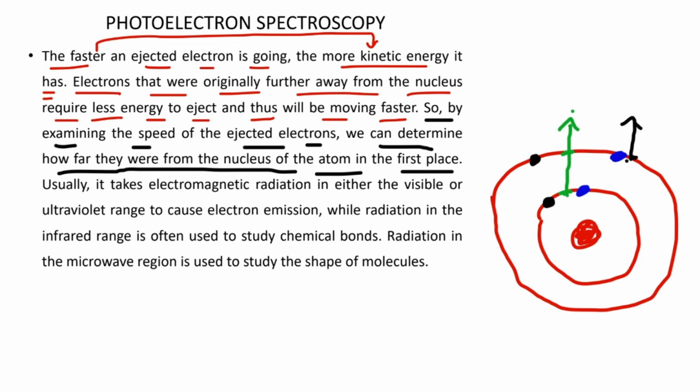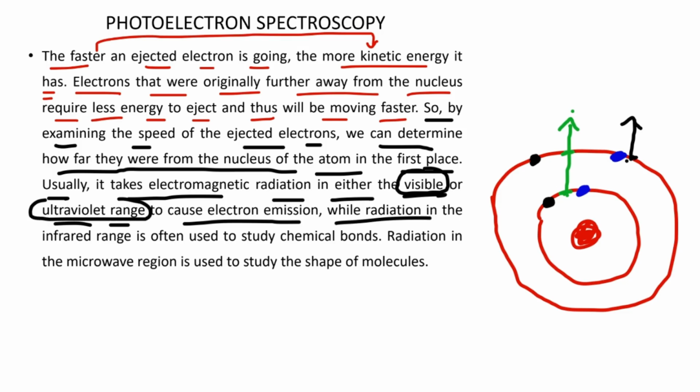Usually it takes electromagnetic radiation in either the visible or ultraviolet range to cause electron emission. Again, how to emit an electron? We need electromagnetic radiation in the visible range or in the ultraviolet range, while radiation in the infrared range is often used to study chemical bonds.